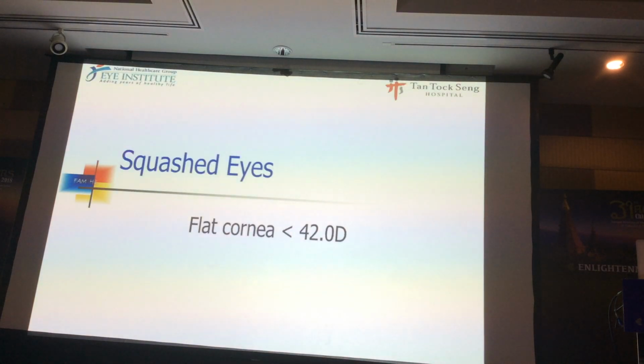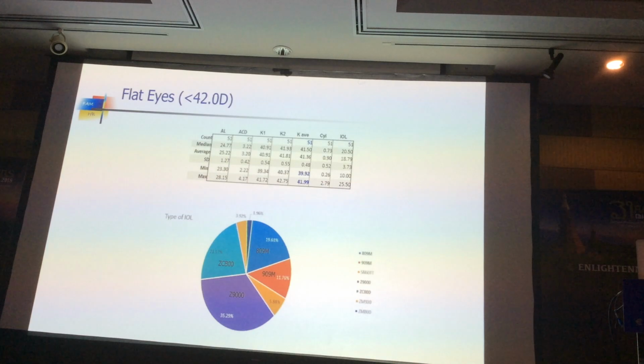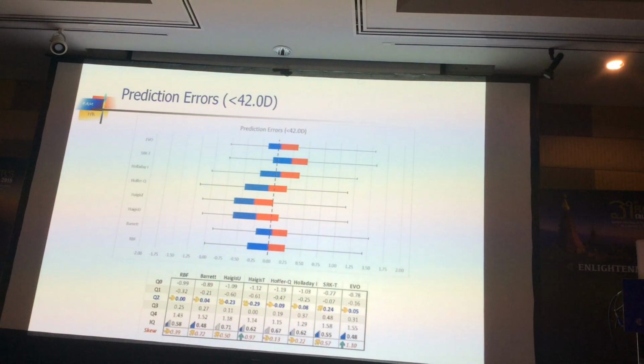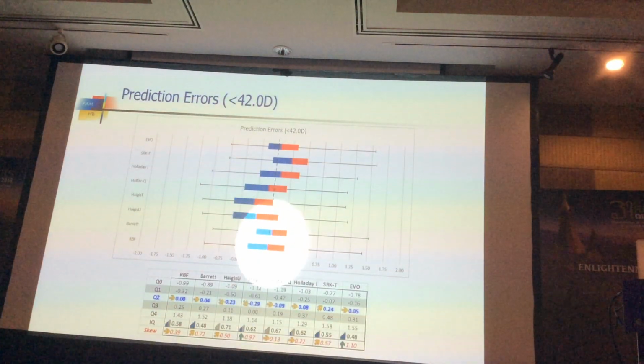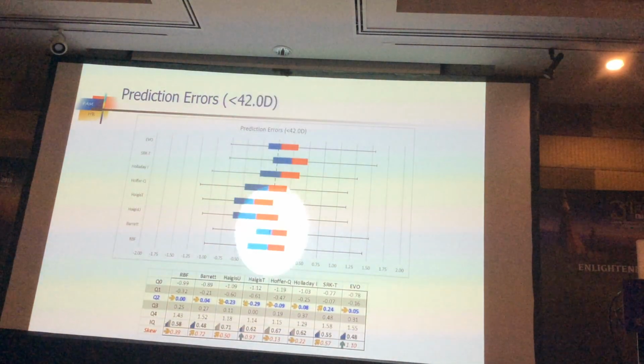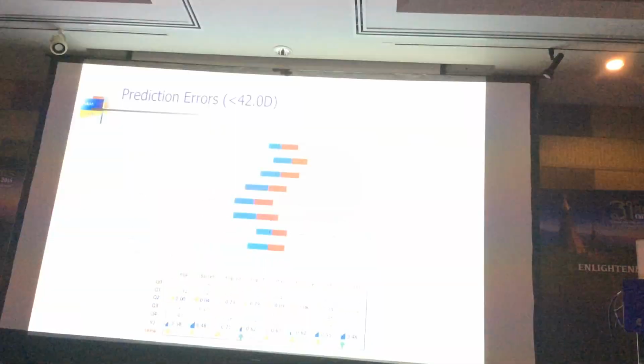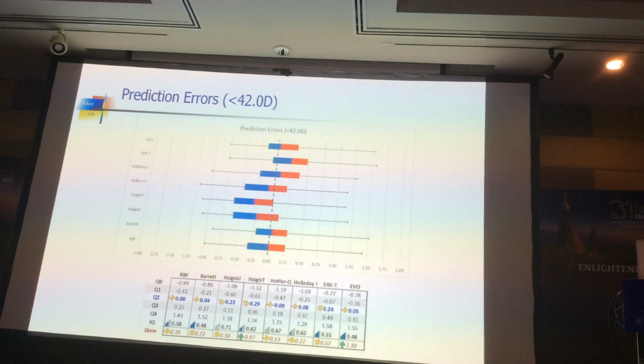Okay, the flat cornea. These are virgin eyes, not post-LASIK eyes. 51 eyes. What do we say? Again, it's the same general trend. RBF, Barrett, Evo, right in the middle. All right, that means on average, they are good.